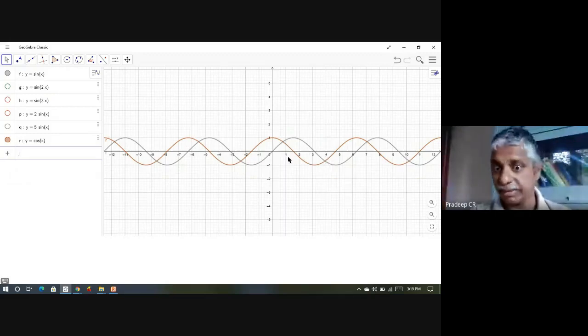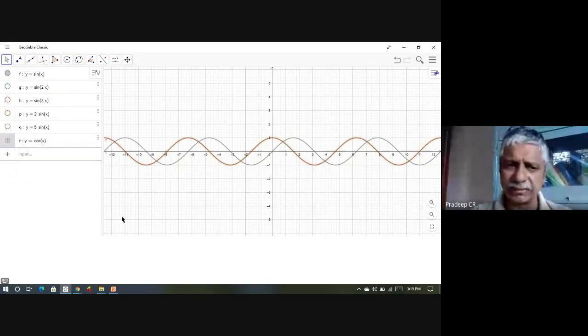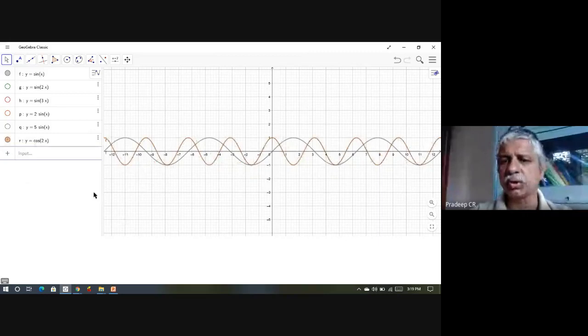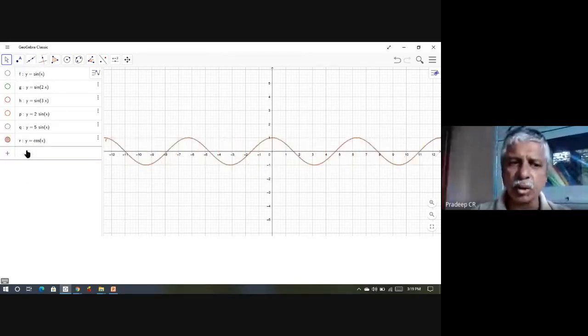I'm not going to explain all these details, but you must be aware of these kinds of connections between sine and cos. Soon we will see another beautiful connection between sine and cos. And similarly for cos also, for example, if I say cos 2x, you should know how cos 2x and cos x are related. Maybe I will not say anything, but I will just plot some more of these and show you.